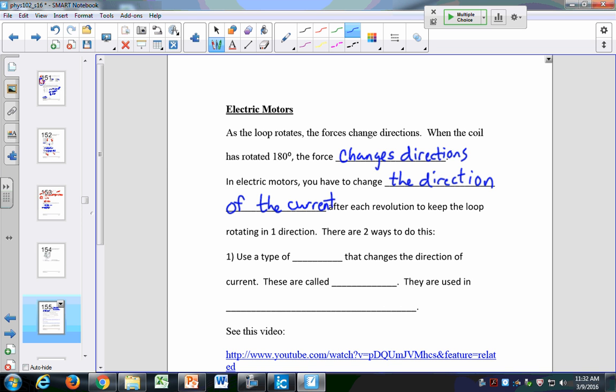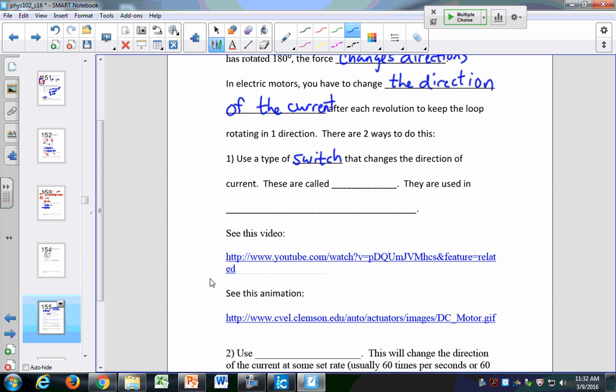So anyway, two ways to do this. One, you can use a type of switch that changes the direction of the current. These are called brushes. And they're used in DC motors.